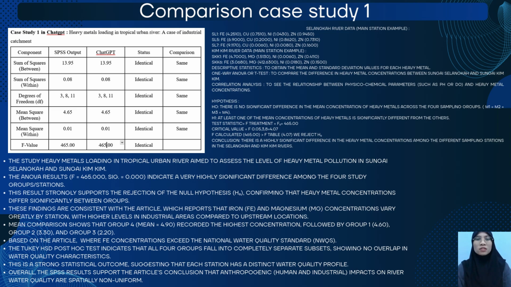The mean comparison shows that group 4, with a mean equal to 4.90, recorded the highest concentration, followed by group 1 at 4.60, group 2 at 3.30, and group 3 at 2.20.